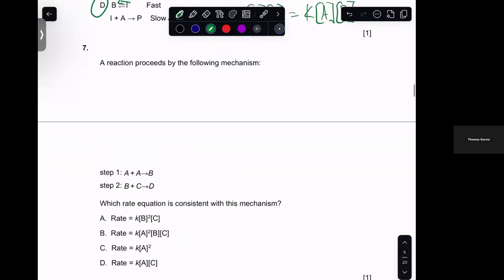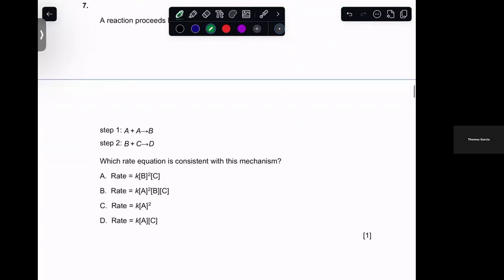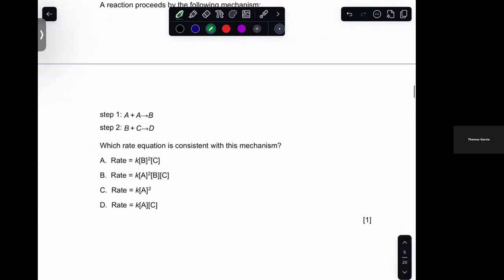All right, number 7. A reaction proceeds by the following mechanism. Step 1, A plus A make B. Step 2, B plus C makes D. Which rate equation is consistent with this mechanism? Let's look at each one individually as we go through it. Rate is K B squared C. If that's the rate, that means this is our slow step, because I'm looking at C.